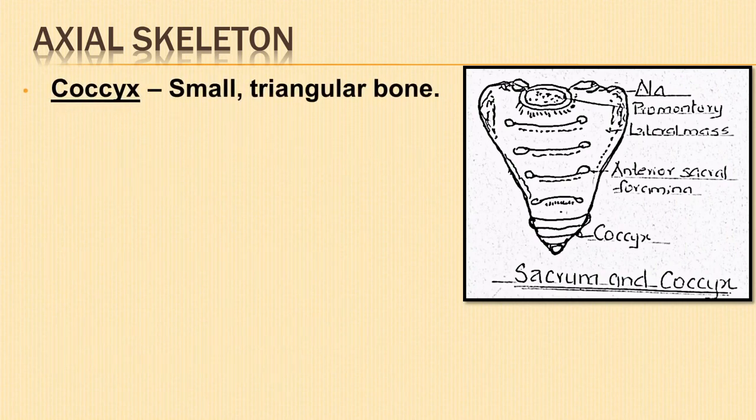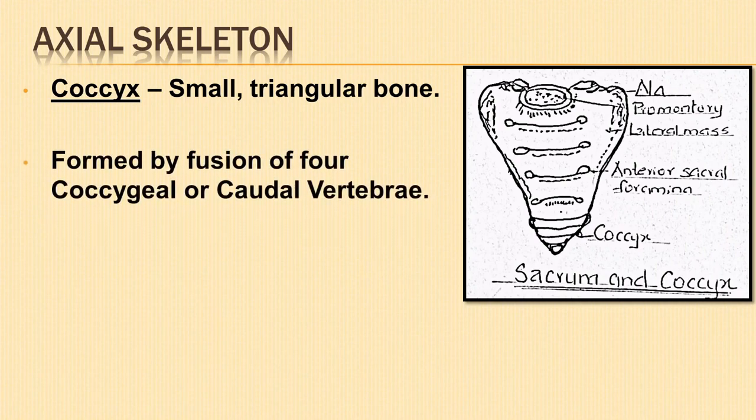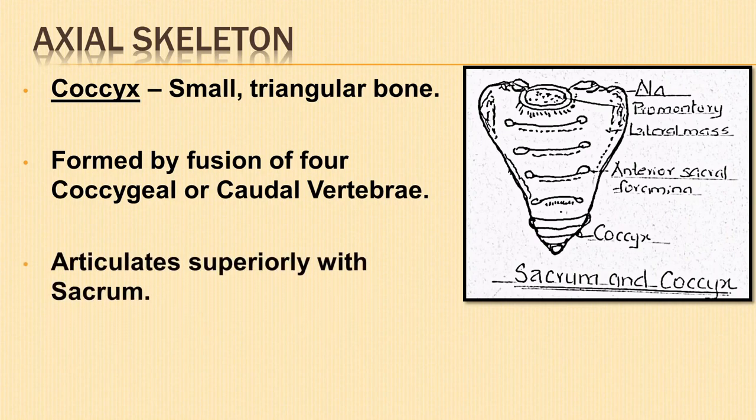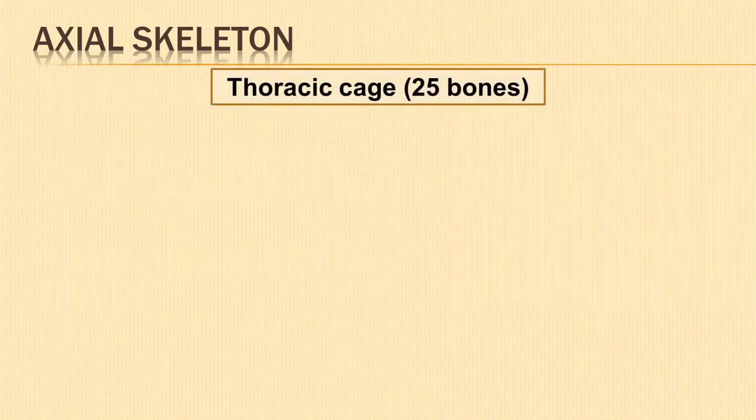Coccyx is a small triangular bone formed by the fusion of 4 coccygeal or caudal vertebrae. The coccyx articulates superiorly with the sacrum. Now, we shall study the thoracic cage or rib cage in detail.